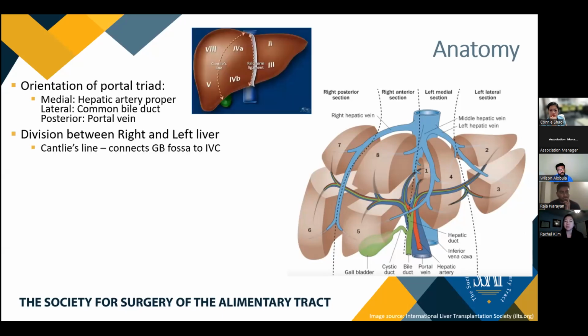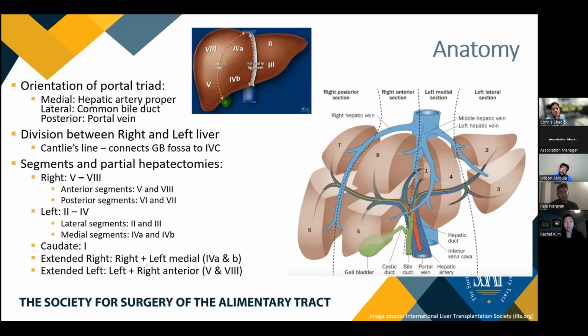This is just basic things. Remember that the division between the right and the left side of the liver is not the falciform ligament. It is Cantlie's line, the imaginary line that connects the gallbladder fossa to the IVC. And then I think the most relevant part of knowing the segments is knowing which segments will be resected for the various types of segmentectomies.